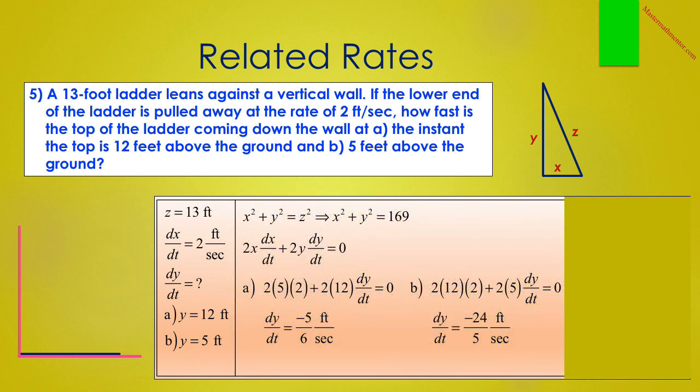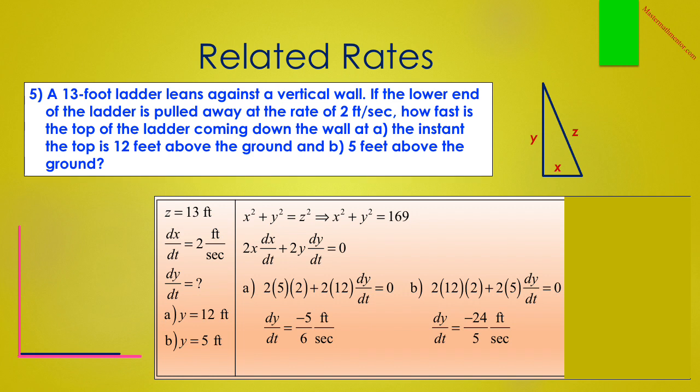The equation that ties everything together is x squared plus y squared equals z squared. Note that we can plug in the z because z is a constant. We cannot plug in x and y. So we get x squared plus y squared is equal to 169. We then take the derivative of both sides, and we get 2x dx/dt plus 2y dy/dt is equal to 0.